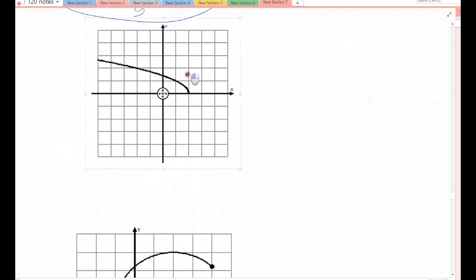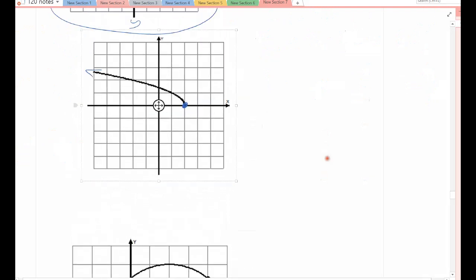Alright, the last one, which again is a lot like our first... Oh, this isn't the last one. There's one after this. It's a lot like our first example. This would be a square root function.